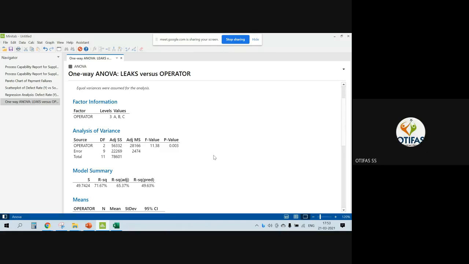So, this is how we say significant. If anything is less than 0.05, we say that that difference is a significant difference. If you are comparing two processes, so you understood how ANOVA is used, because one is variable data and the other one is attribute data. So how will you compare these two? ANOVA is a tool. So what is the result of ANOVA?